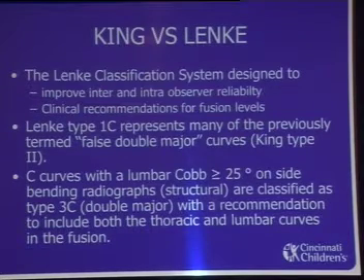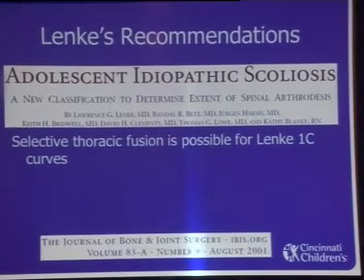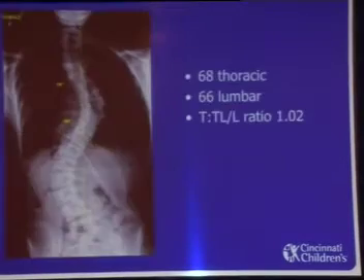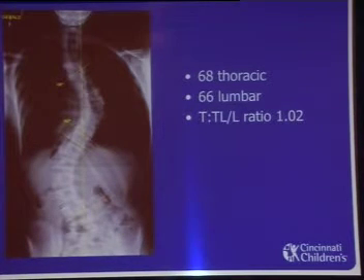So Lenke type 1 curve, 1C curve represents those previously termed as false double major curves, where the lumbar curve looks bigger but Lenke is C curves is selective thoracic fusion. And it's possible in almost all the cases. Well, that's what we followed. And you can see this curve, 68-degree thoracic, 66-degree lumbar.